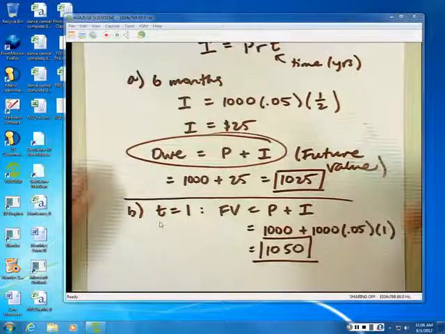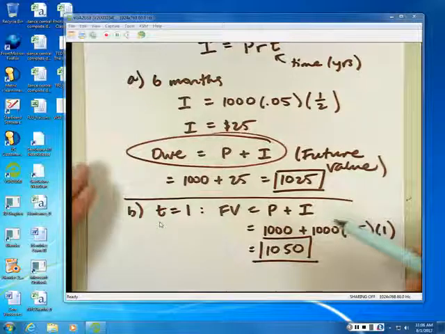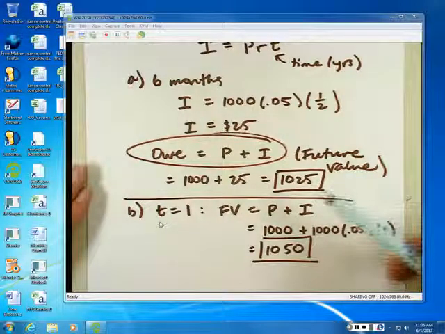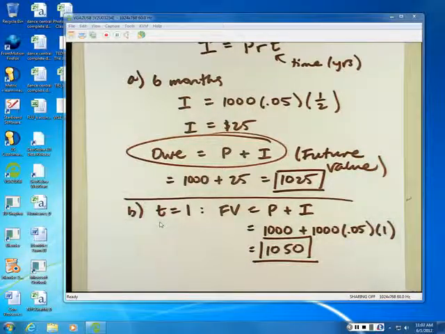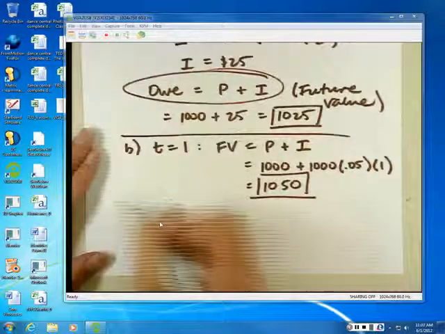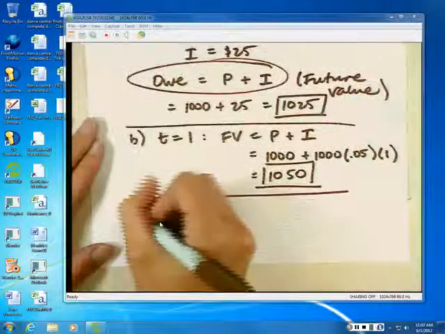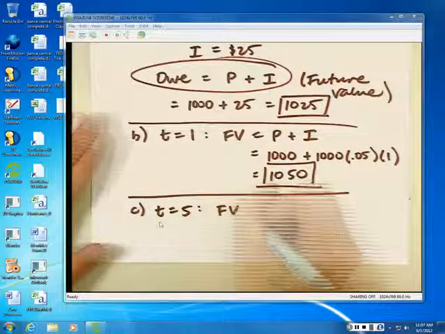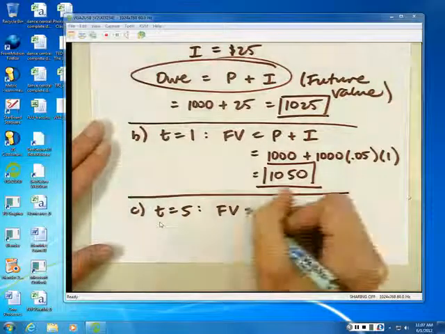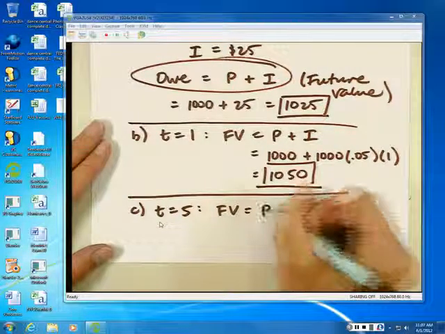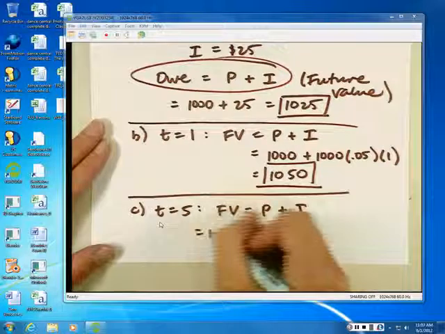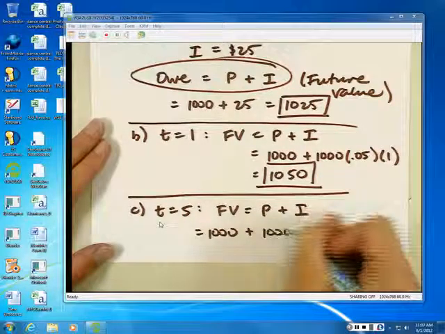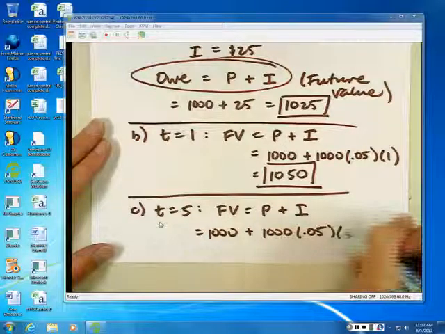There's no compounding with simple interest, which means we don't take the interest and add it back in and then pay money on the interest or earn money on the interest. Okay, there was a third part to this. C, the third part was 5 years. So my future value, or the amount that I owe after 5 years, is going to be my principal plus my interest, which is the original 1,000, plus the interest in 5 years. So 1,000 times 0.05 times 5.